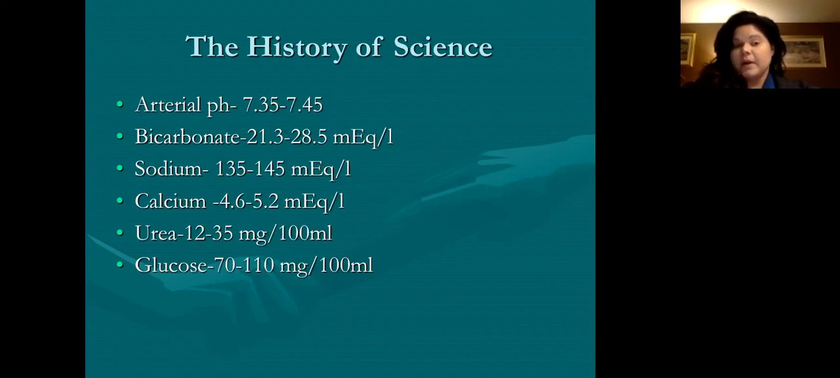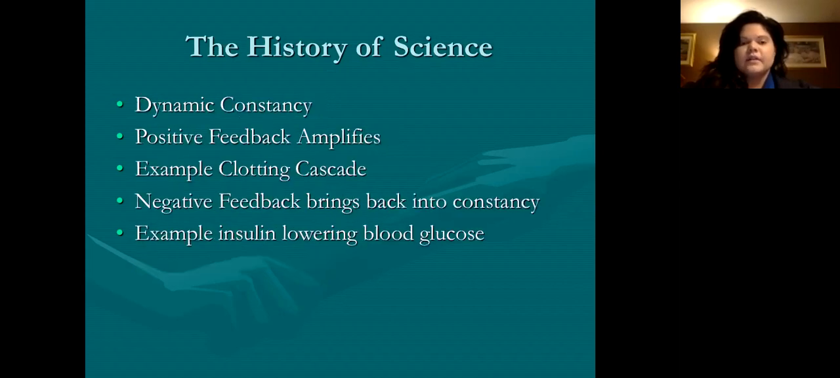That's also important as far as with an ABG, and it'll determine if static or not. Your sodium 135 to 145, calcium 4.6 to 5.2, your glucose 70 to 100.